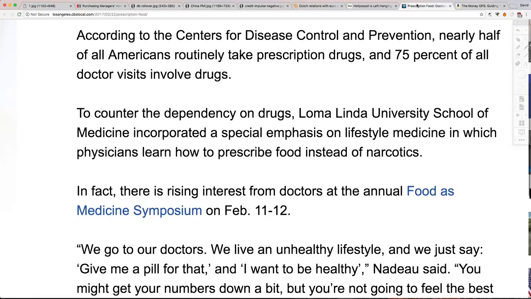This here's actually some good news. This article is talking about how doctors are choosing to use food as medicine instead. Of course, this is a very, very small percentage, but they call it food as medicine. Excellent. Going back, of course, to Hippocrates. According to the CDC, this actually upset me, which is the reason I put it in here, though. The CDC says nearly half of all Americans routinely take prescription drugs, and 75% of all doctors' visits involve drugs.